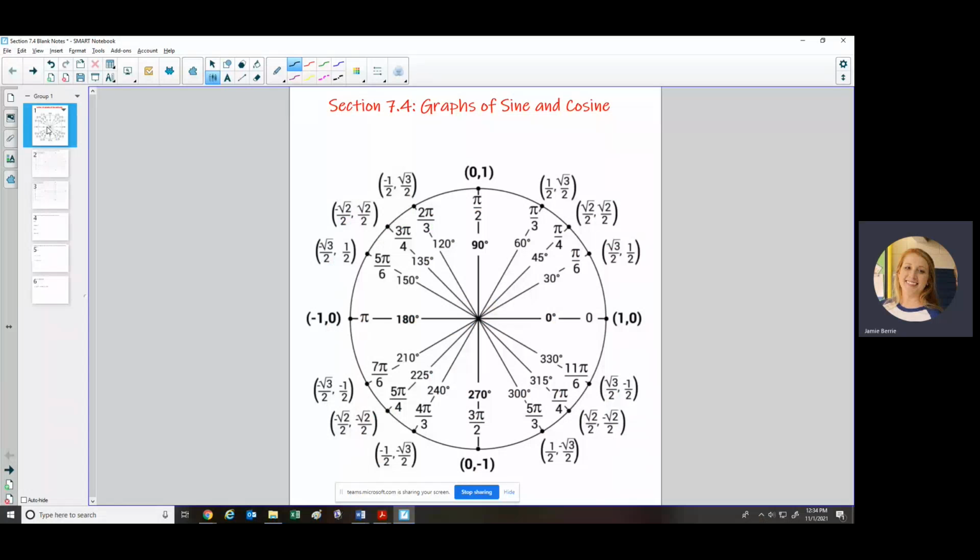Hey everybody, in this video we're going to go over section 7.4, which is called graphs of sine and cosine. I'm going to go ahead and share my screen and we'll get started.